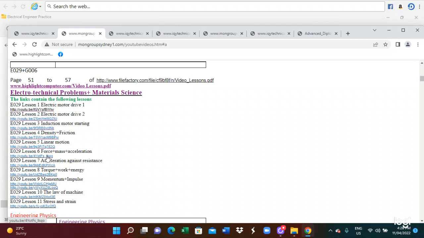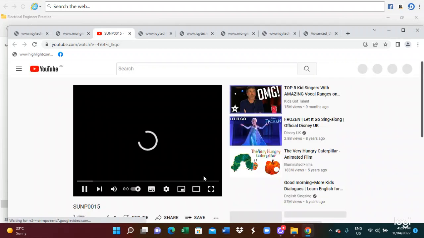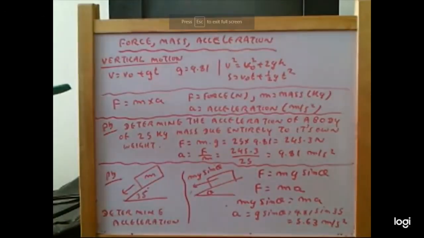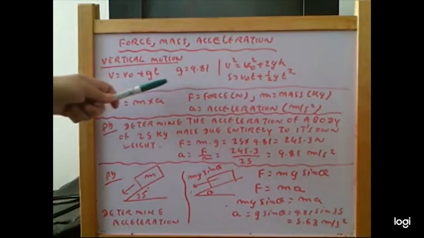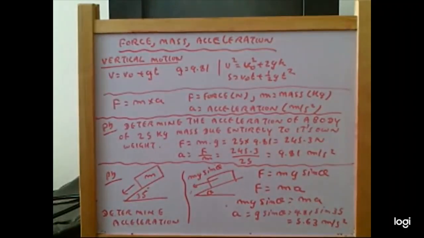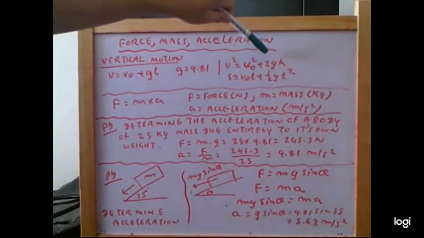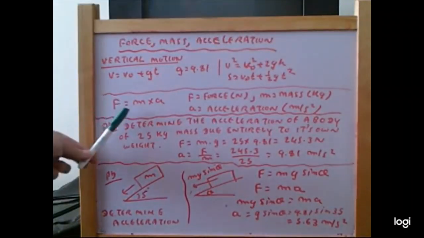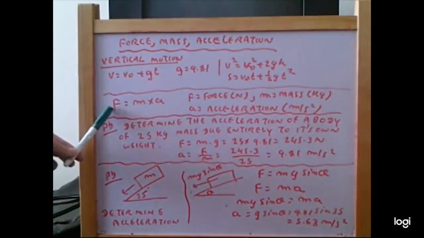And force and acceleration. So for the vertical motion, V is equal to V0 plus GT. The G is 9.81, gravity. V square is equal to V0 square plus 2GH. S is V0 T plus half G T square. So F is equal to M multiplied by A. In this case, force is equal to mass multiplied by acceleration.